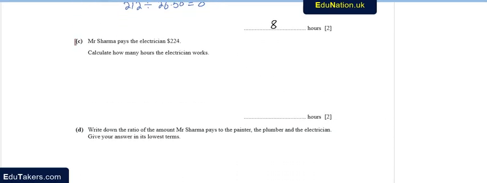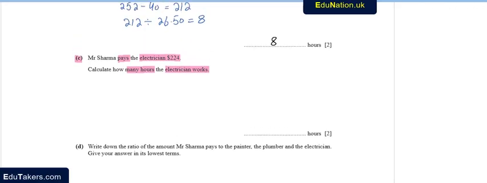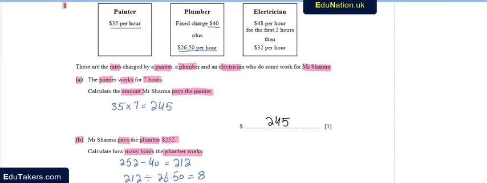Next is part C. Mr. Sharma pays the electrician $224. Calculate how many hours the electrician works. Now the rate for the electrician is, he charges $48 per hour for the first 2 hours. Then he charges $32 per hour.